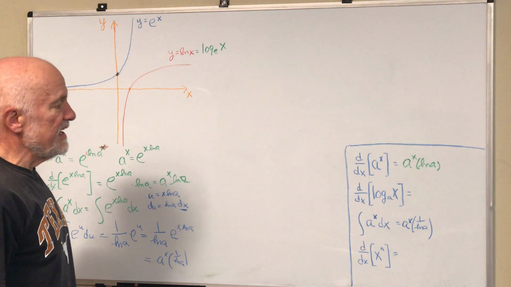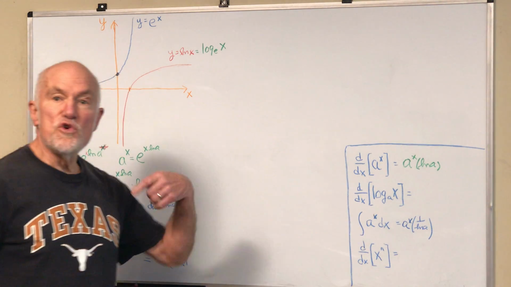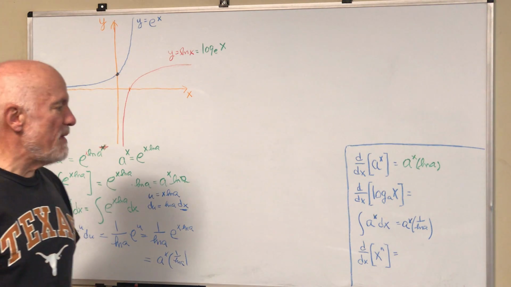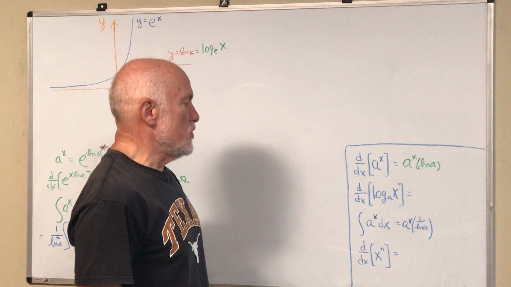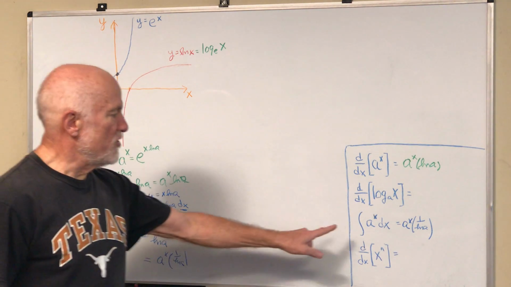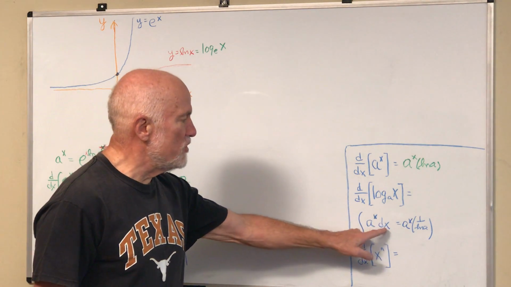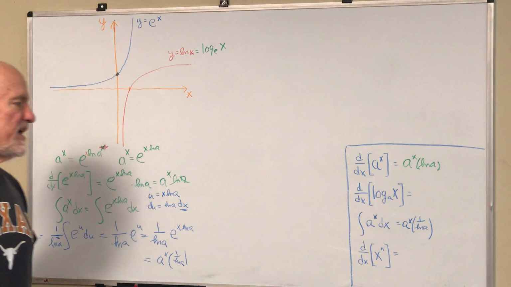And probably, if we're really going to put this into one of our new forms, it would be best to put u instead of x. So if you put a to the u times du, it would be a to the u times 1 over the natural log of a.